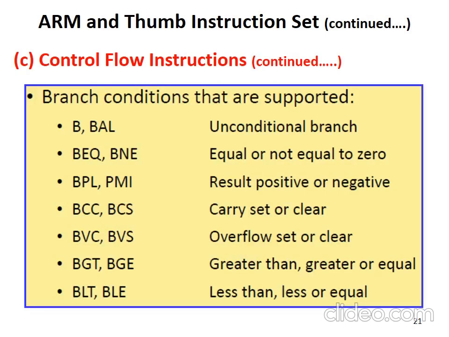Some other types of branch condition instructions that are supported are listed here. B, BL, unconditional branch; BEQ, BNE, equal or not equal to 0; BPL, BMI, positive result or negative result; BCC, BCS, carry set or clear; BVC and BVS, overflow set or clear; BGT, BGE, greater than or equal; BLT and BLE, less than or less than or equal. So these are some of the examples.